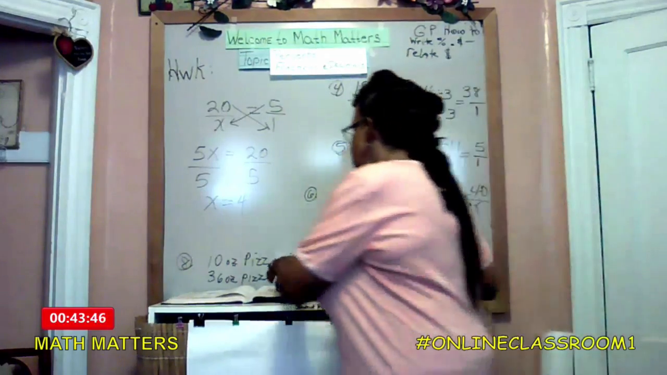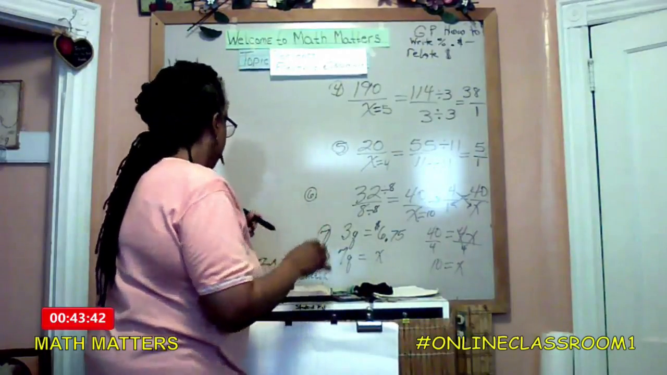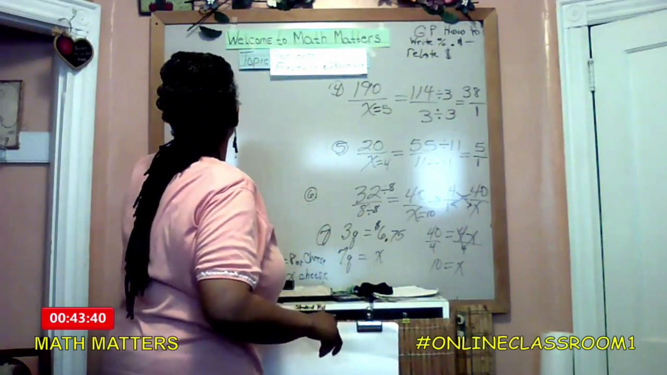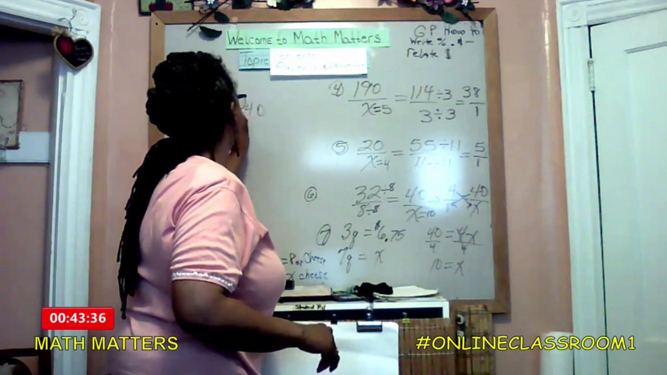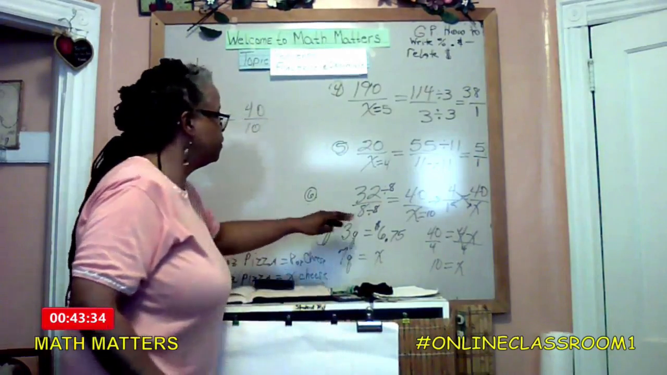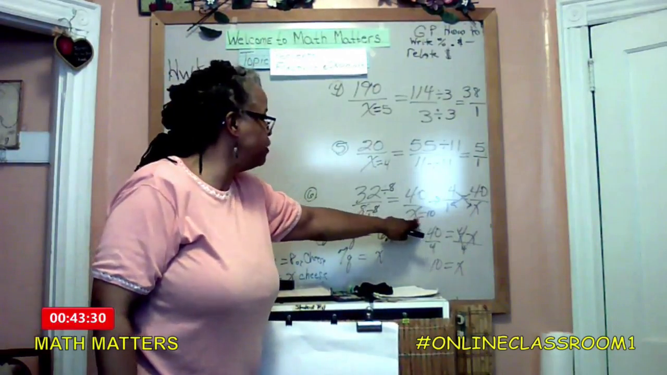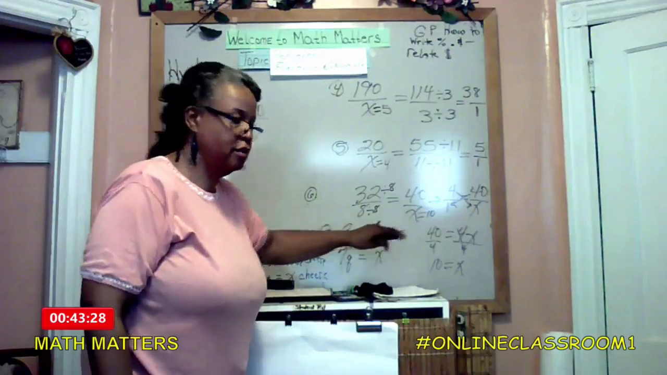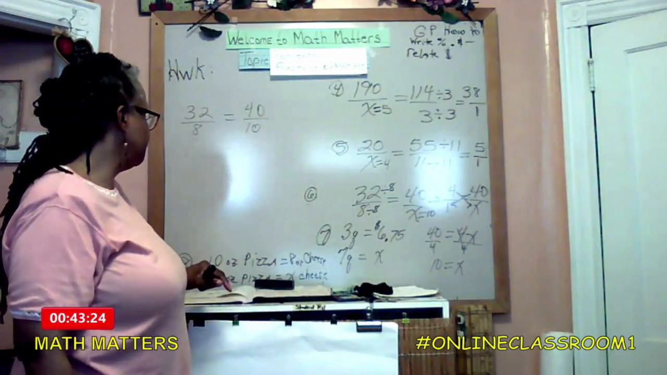Let me just rewrite that over here so you'll know what we're talking about. 32 is to 8 as 40 is to 10. By plugging in the value of 10 for the x. All right? So now that will work.